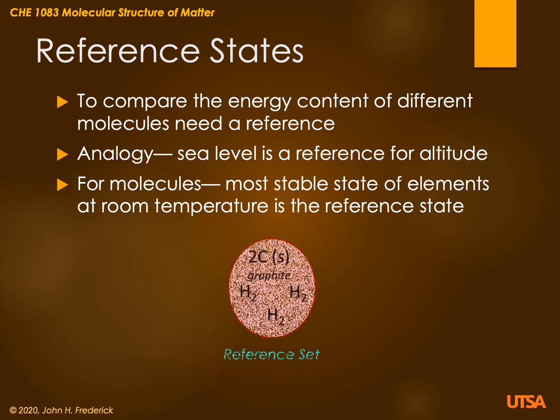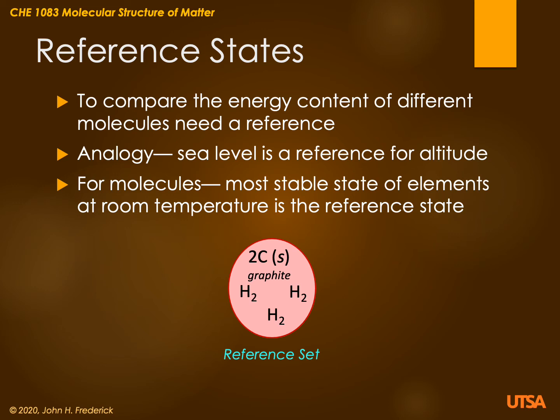To give you an example, for carbon and hydrogen, the reference states would be for carbon, the graphite, which is the most stable form of carbon at room temperature and pressure. And for hydrogen, it's diatomic hydrogen. All right, so these are forming a reference state.